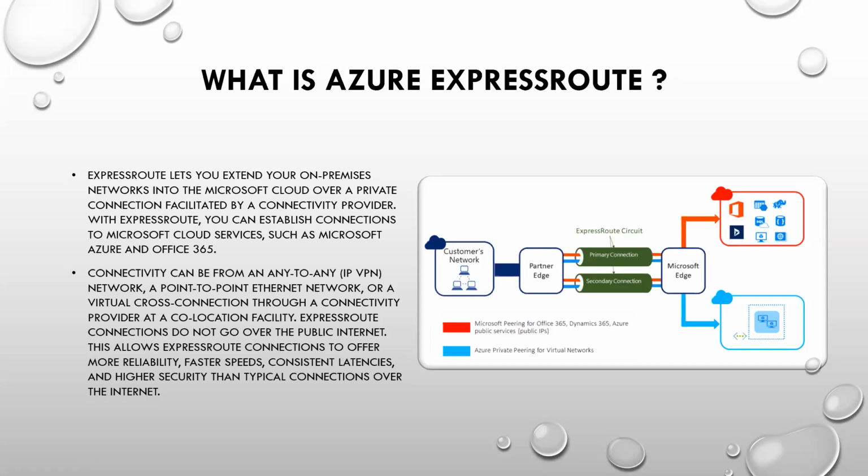What are the advantages of using Azure Express Route? Azure Express Route provides private connections to Azure. It increases reliability and speed, and it supports bandwidth up to 100 Gbps. It connects directly to your WAN, and it offers lower latency.